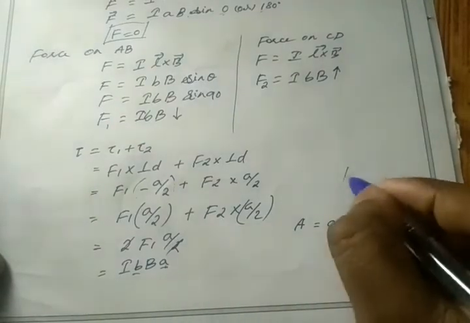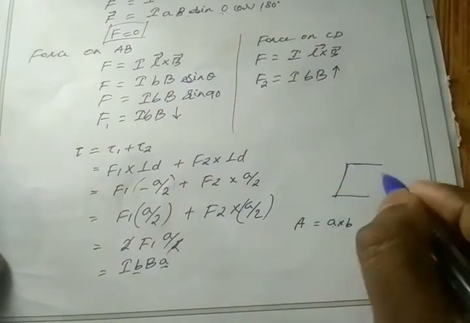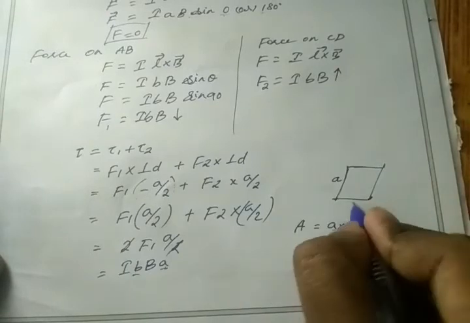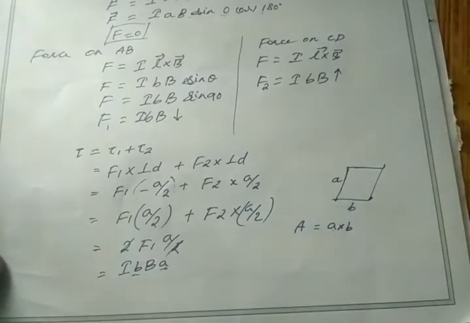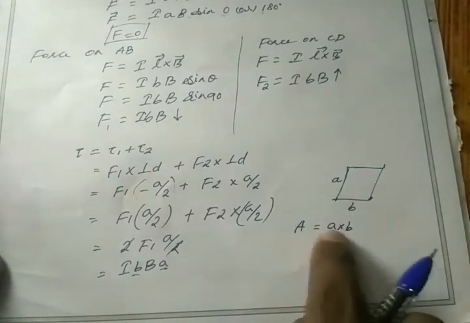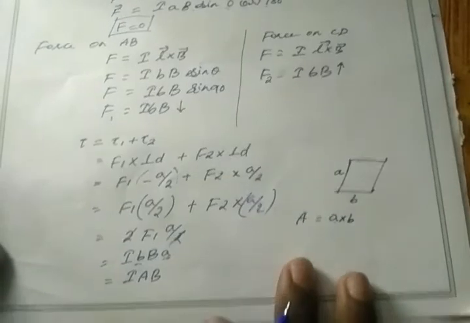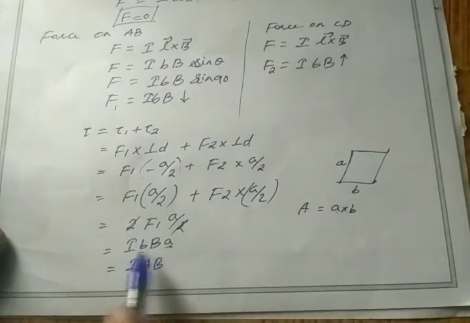If this is a rectangle, then what is the area? This side and another side, two adjacent sides. So this is our area. Instead of AB, I take area. So I A B. I means current, A means area, and B means magnetic field.